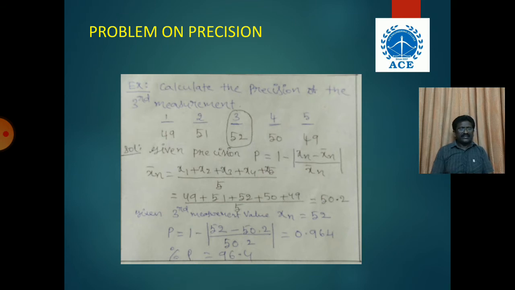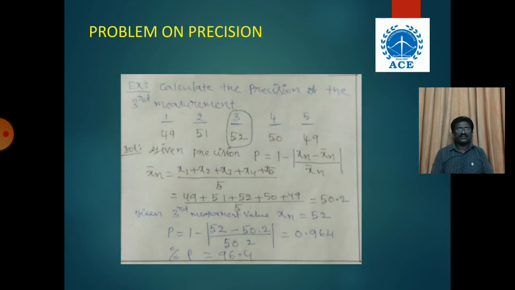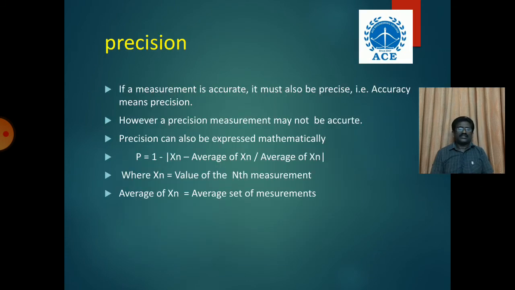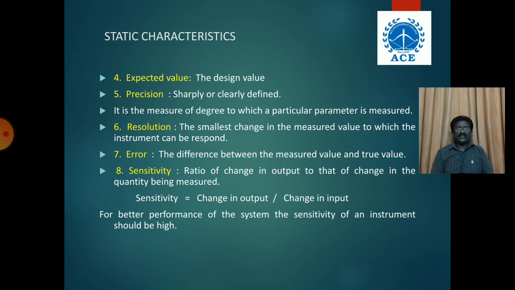So next, resolution. The smallest change in the measured value to which the instrument can respond. So this is called the resolution. Error: the difference between the measured value and true value. So we can say in another way, the difference between the measured value and the expected value. This is called the error.